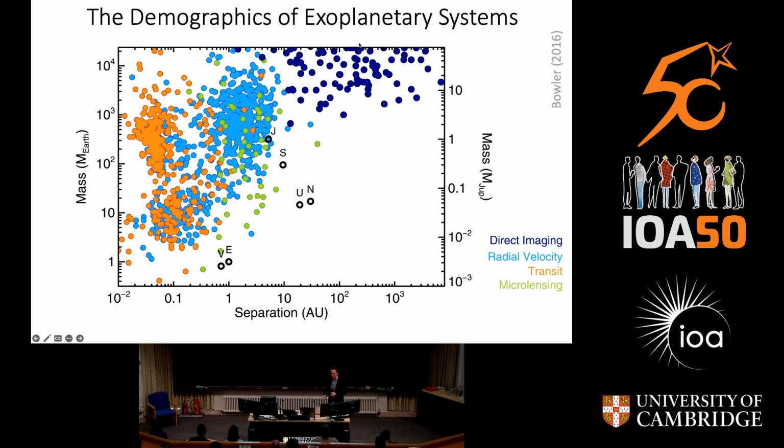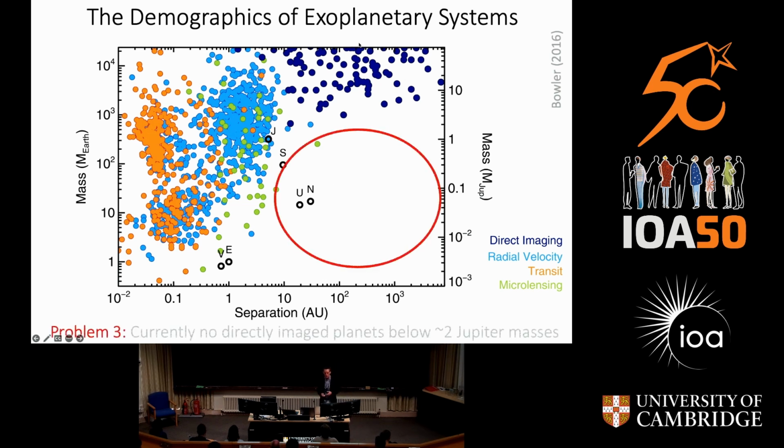But I think it's clear from this diagram that the lower right-hand corner is highly incomplete. We currently don't have any directly imaged planets below about 2 Jupiter masses, and this is primarily due to our sensitivity. Another thing is that directly imaged Venuses and Earths are so far quite out of reach, but Jane mentioned this.